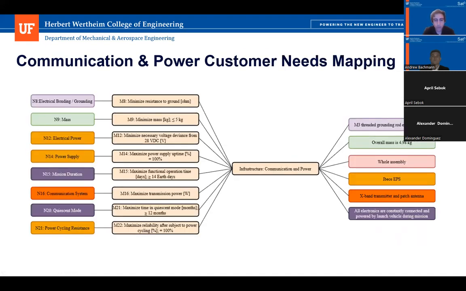This is an overview of the communication and power customer needs mapping. Next slide.